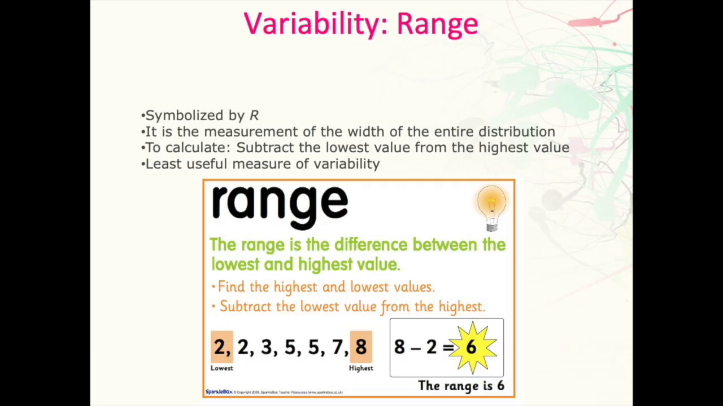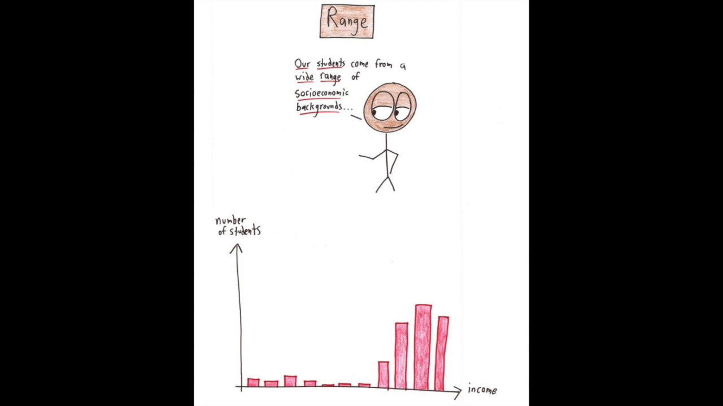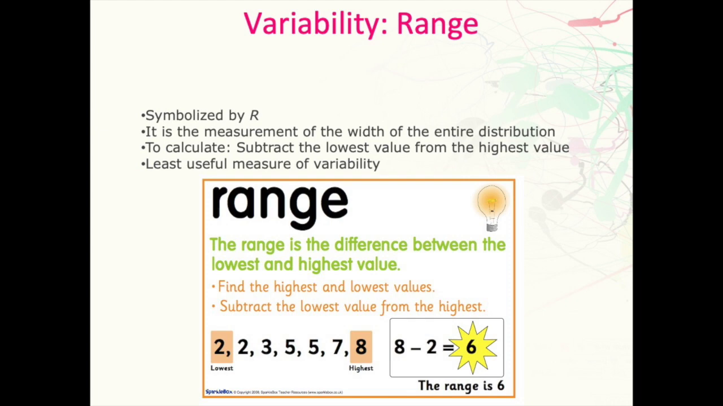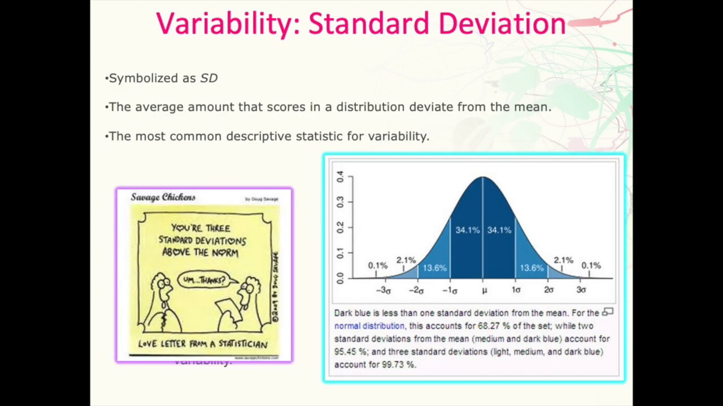You can see the example here on your screen. The highest value in that distribution is 8 and the lowest is 2. So you just take 8 minus 2 and you would get your range of 6. This doesn't tell us a whole lot, just a crude measurement of the distribution, but it's really the least useful measure of variability. Range is the least useful measure of variability in the same way the mode is the least useful measure of central tendency.